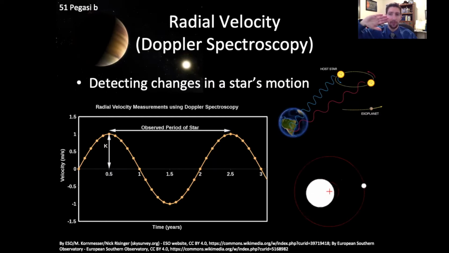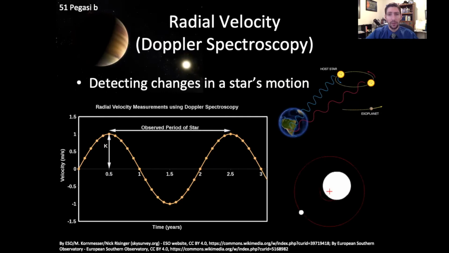But if that orbit were tilted edge on, then we would be able to discover it. Or if it's partially tilted, we would still be able to discover it, but we wouldn't really know its true mass that way. This method favors the discovery of high mass planets close to their stars.